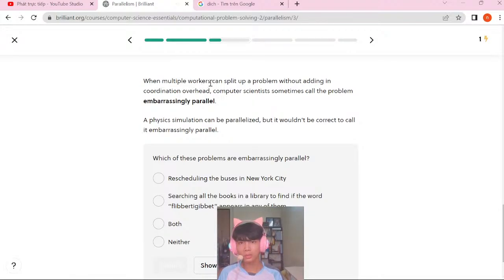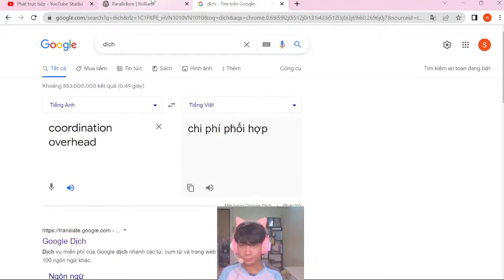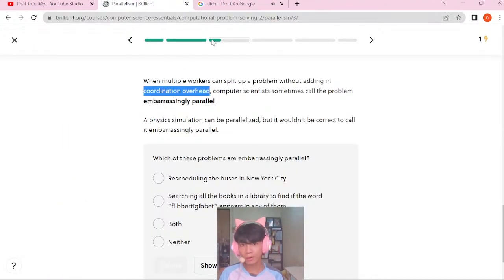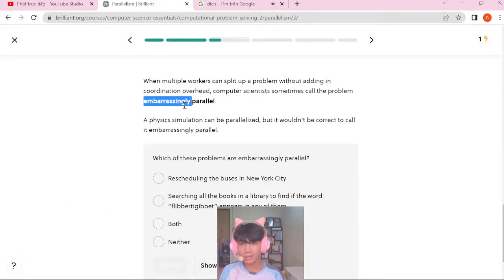When multiple workers can split up a problem without adding in coordination overhead, computer scientists sometimes call the problem embarrassingly parallel. A physics simulation can be parallelized, but it wouldn't be correct to call it embarrassingly parallel.